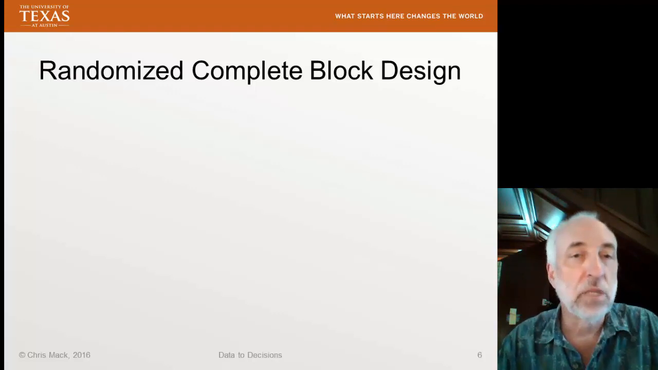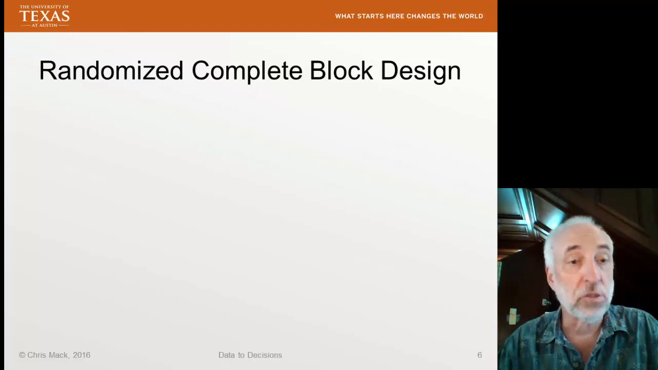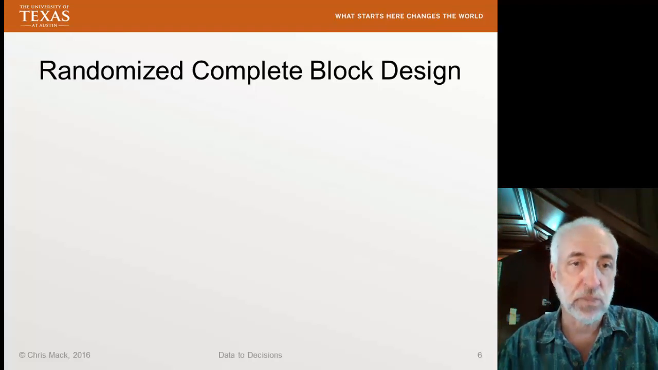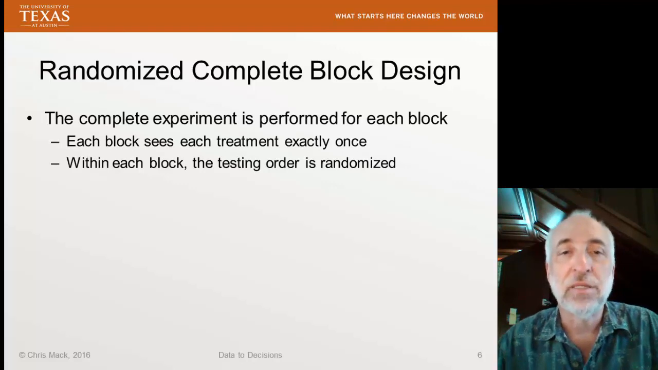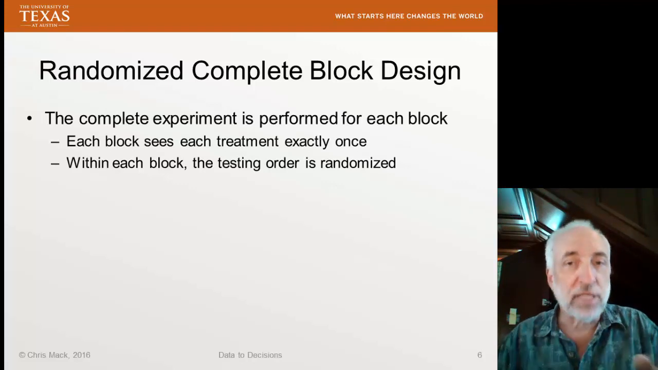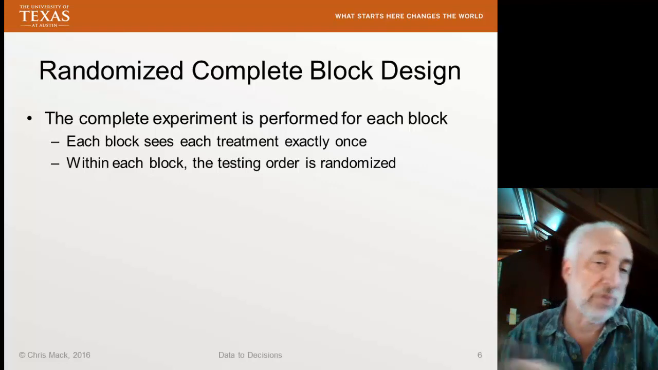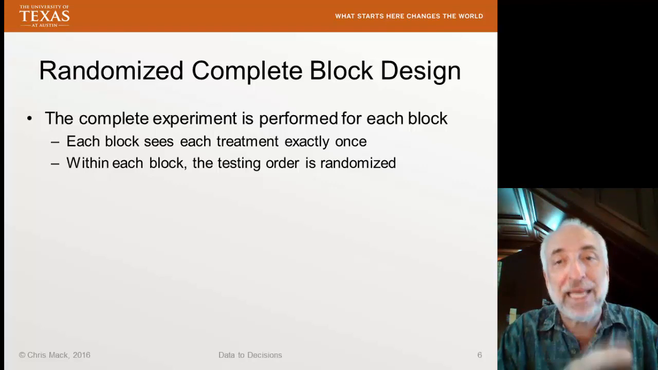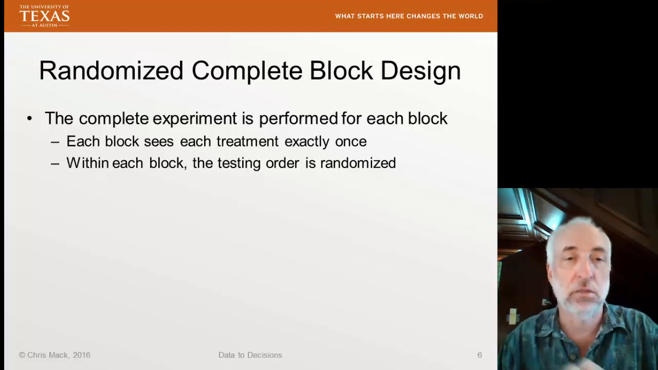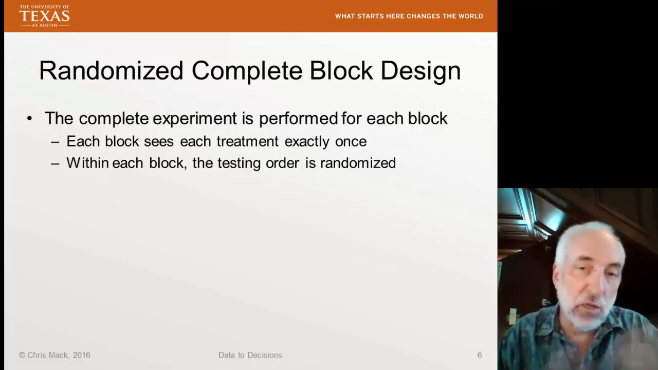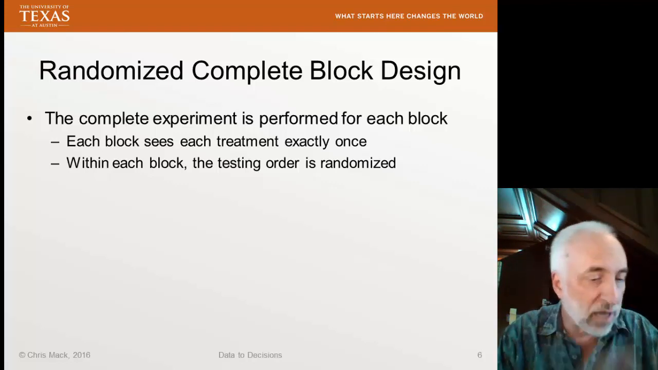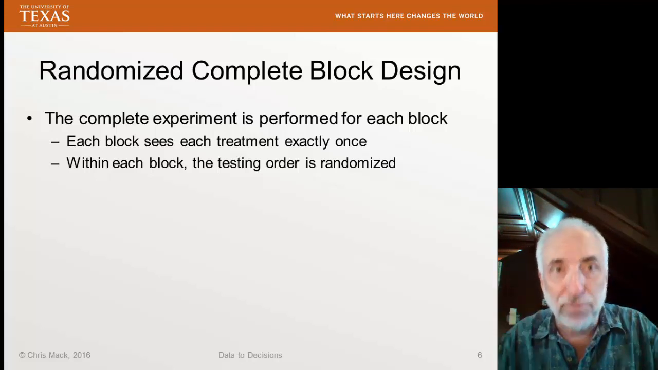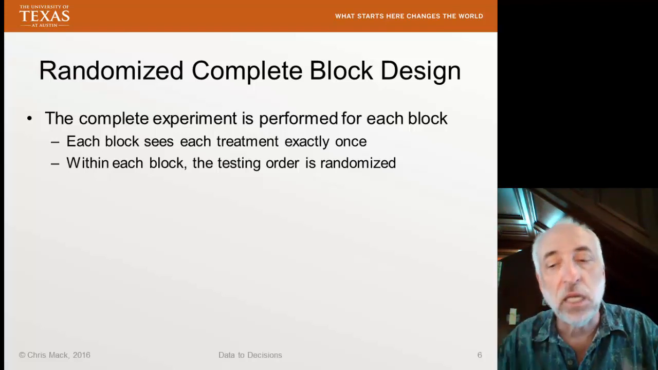So, a rule of thumb that many people use: block what you can, randomize what you cannot. Let's talk about some designs that use blocking. The first and most important is the randomized complete block design. We first identify our blocks, process tool A versus process tool B. Then we run the complete experiment in each block. Within each block, the testing order is completely randomized, but the entire block sees the entire experiment. And I replicate the experiment completely in the other block.